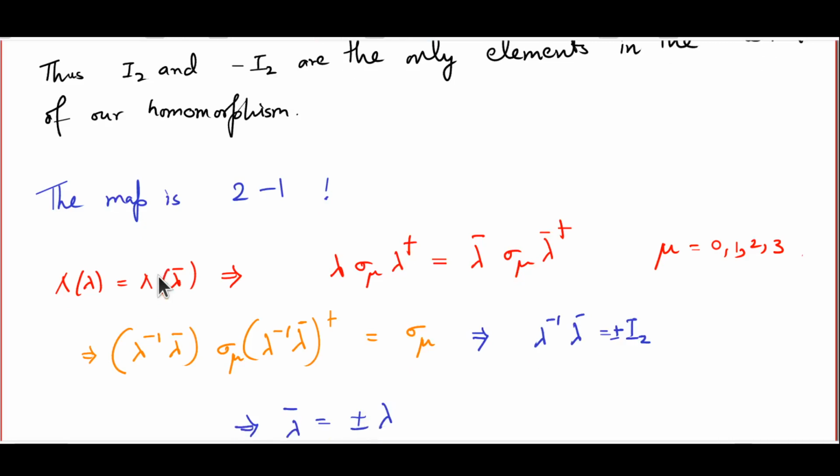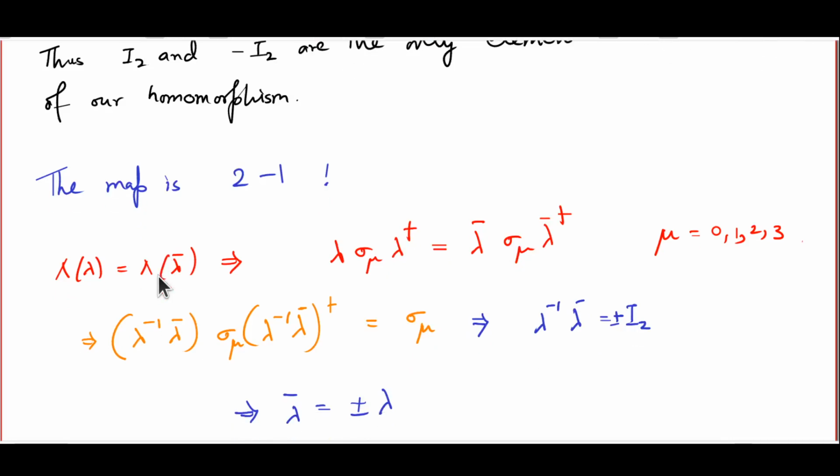Actually, what you get is lambda dagger inverse, but it's very easy to see that that's exactly the same as lambda inverse. Lambda bar's dagger is equal to sigma mu. Now, we have already shown that the only two matrices which satisfy lambda sigma mu lambda dagger is sigma mu are the identity and the negative identity. So this tells us that if two matrices small lambda and small lambda bar both map onto the same Lorentz transformation, they must obey lambda inverse lambda bar equals plus minus identity, and hence lambda bar has to be equal to plus or minus lambda.